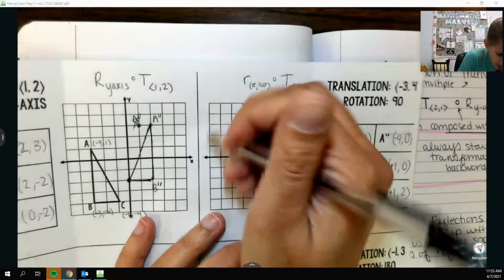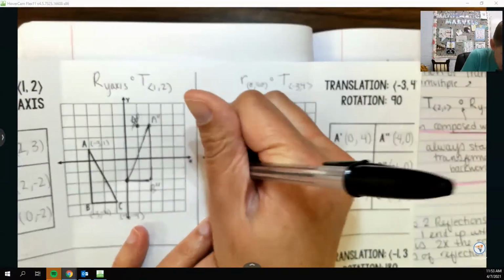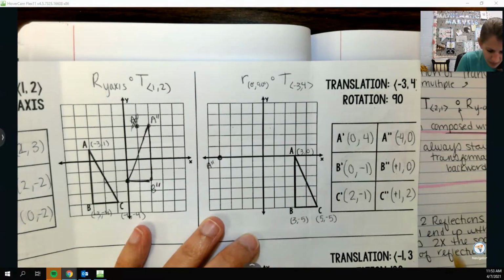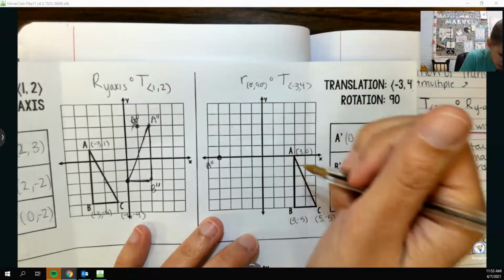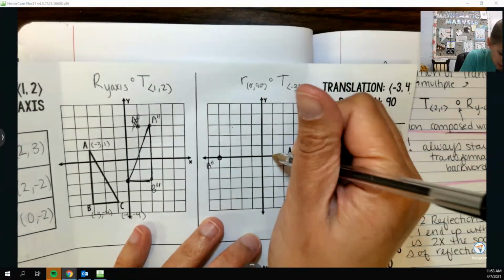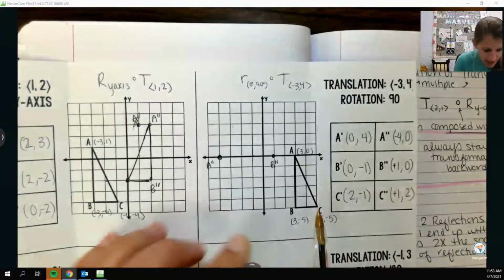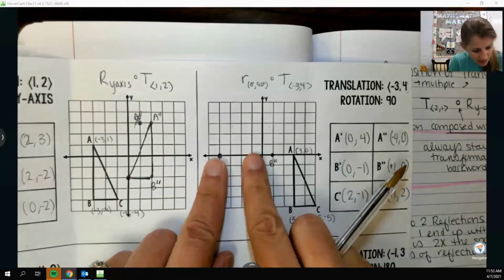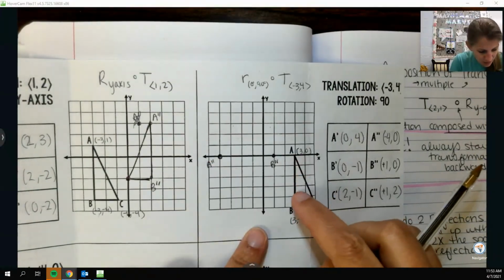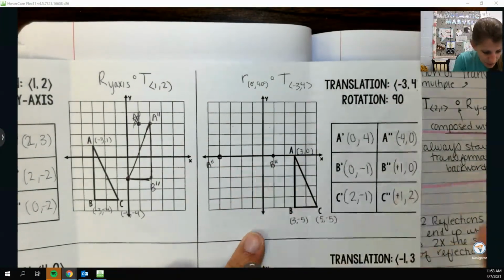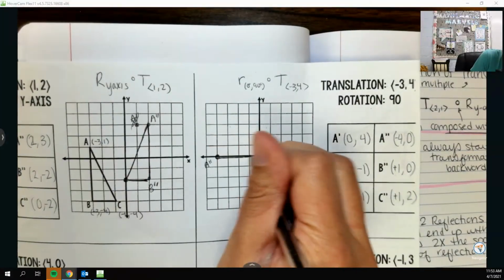Negative 4 comma 0 is A double prime. 1 comma 0. Oh, 1 comma 0. I was like, negative 1 doesn't look right. That's because it's not a negative 1. And I knew that I didn't want it that close because it should be 1, 2, 3, 4, 5 away. And it still is, so that's good.